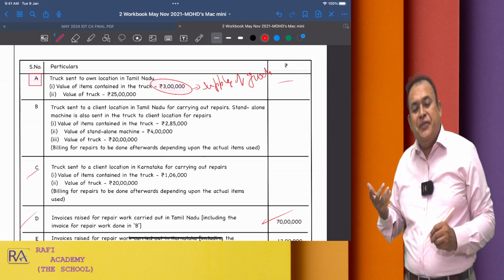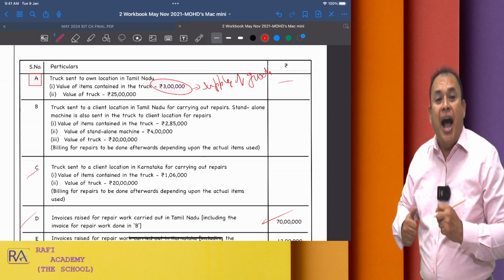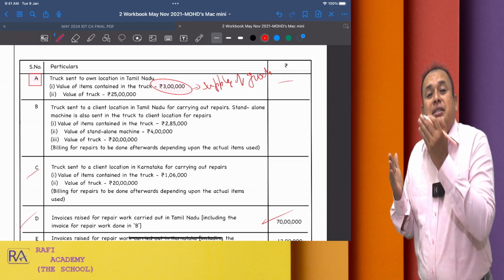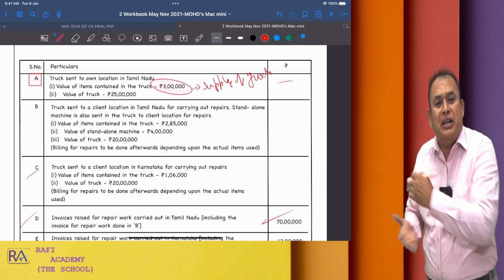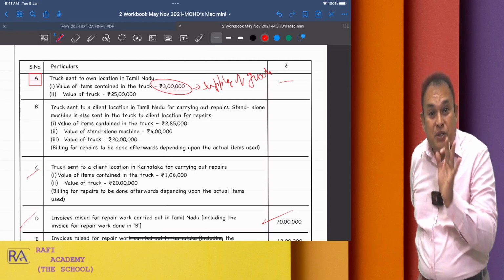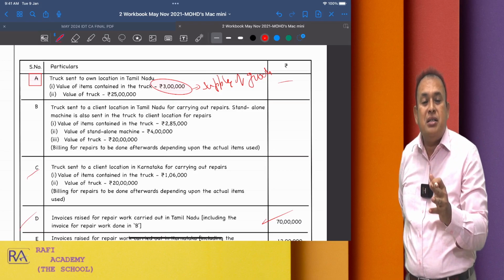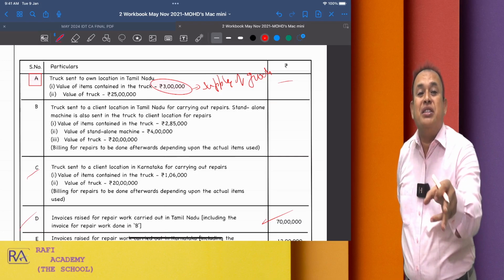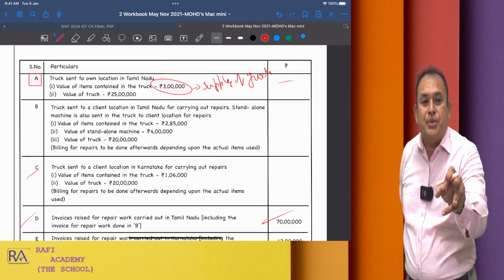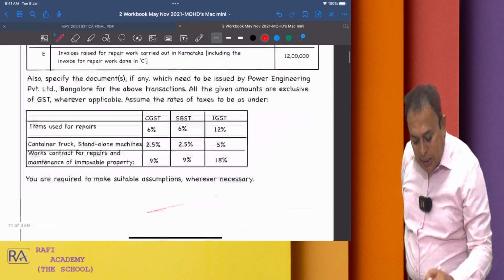Namely, head office Karnataka is liable to pay IGST. What is the IGST applicable for the supply of goods? It is supply of goods, not supply of services, because they are sending the goods to the branch office. Therefore, supply of goods. What is the rate applicable here given?